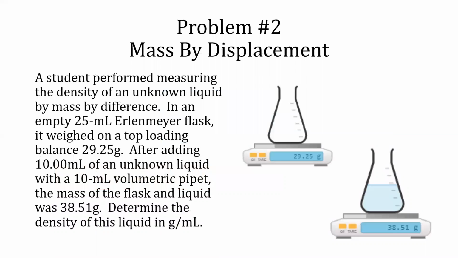Problem 2 is one involving mass by difference and is: a student performed measuring the density of an unknown liquid by mass by difference. An empty 25 ml Erlenmeyer flask weighed on a top loading balance 29.25 g. After adding 10 ml of an unknown liquid with a 10 ml volumetric pipette, the mass of the flask and liquid was 38.51 g. Determine the density of this liquid in g per ml.